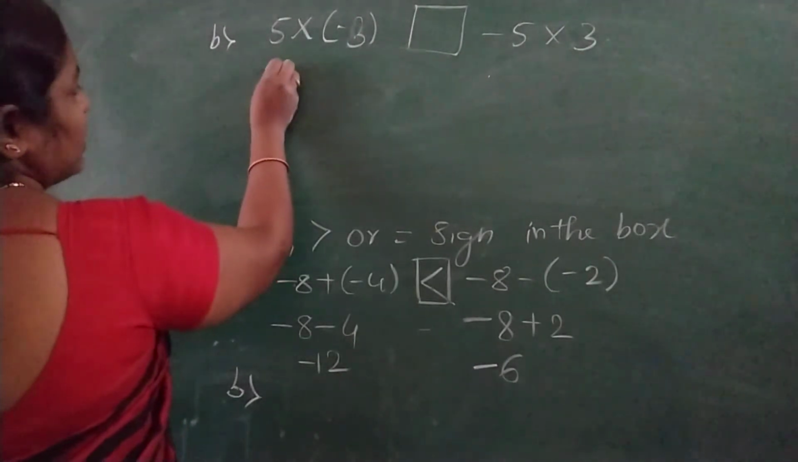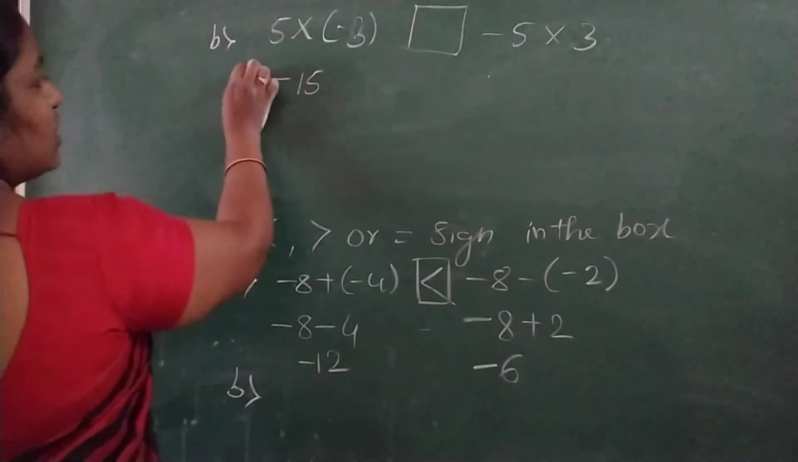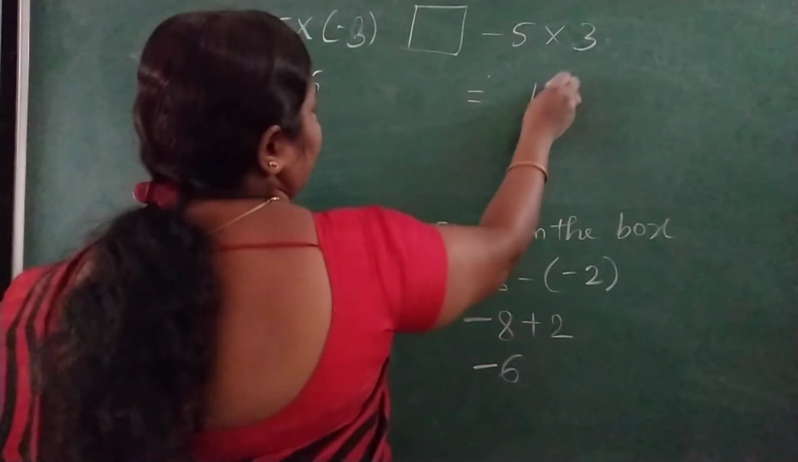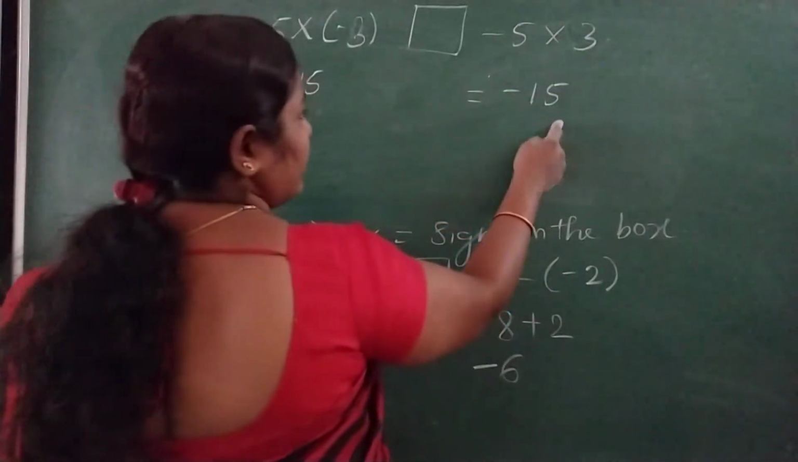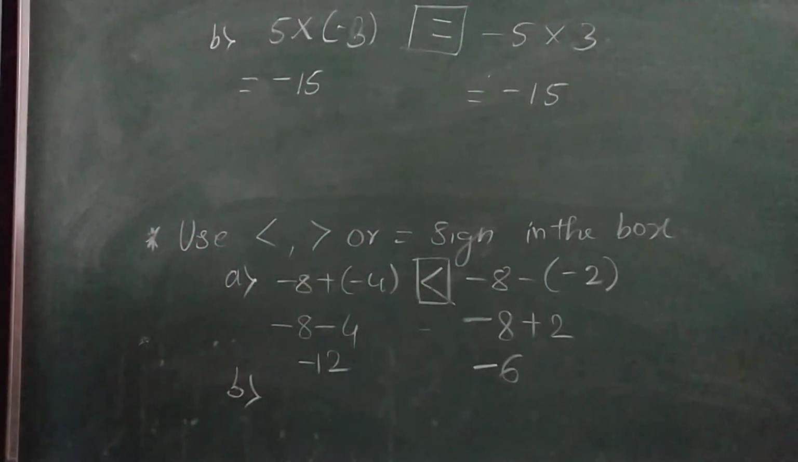5 into minus 3. 5 3s are 15, plus into minus minus, 15 is the answer. Here 5 3s are 15, minus into plus minus. Minus 15 and minus 15 both are equal. So you can put the equal to sign.